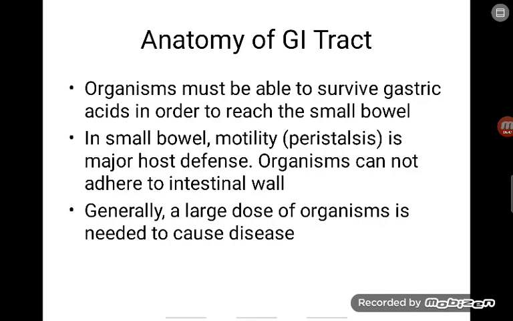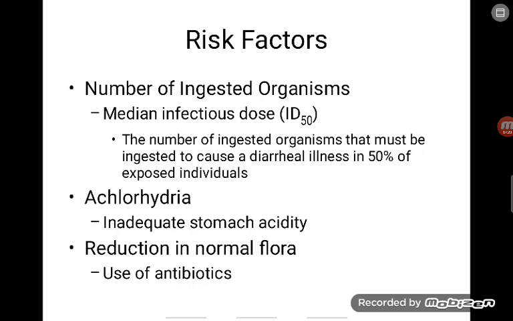So, for microorganisms to cause diarrhea, first the microorganism must be able to survive the gastric acid in order to reach the small bowel. In the small bowel, peristaltic motility is a major host defense, so the organism cannot adhere to the intestinal wall. Generally, a large dose of microorganism is needed to cause the disease, but this differs according to the type of pathogen. We have the median infectious dose, which means the number of organisms that must be ingested to cause diarrheal illness in 50% of the exposed individuals.